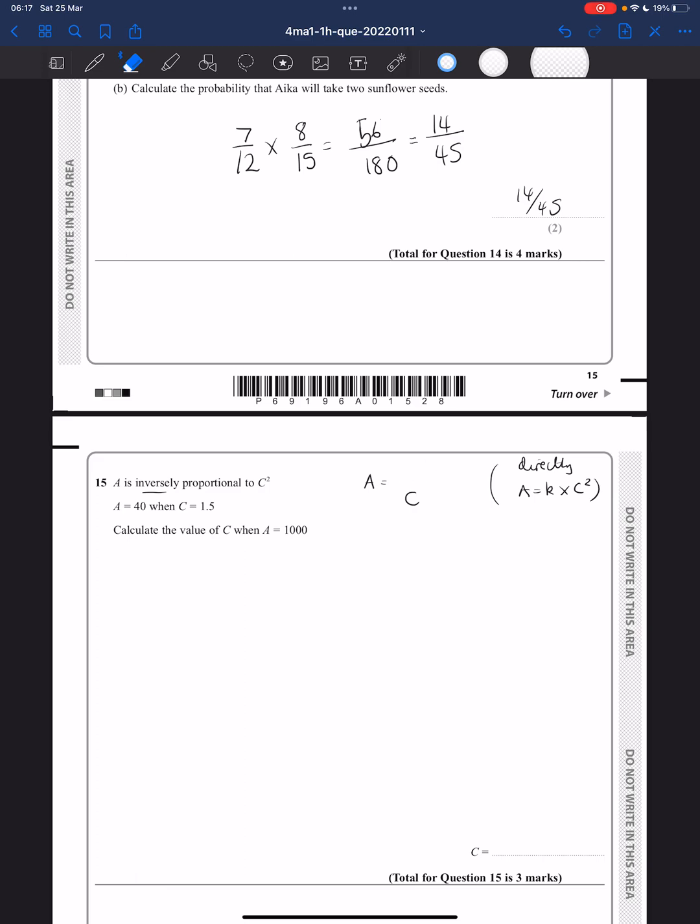It's constant divided by C squared if it's inverse, constant times C squared if it's direct, but we don't need that. So they give you a bit of known information to work out the constant: A is 40 when C is 1.5, and then you've got to find an unknown one. So we substitute this known information in now. 40 is K divided by 1.5 squared. So K is 40 times 1.5 squared.